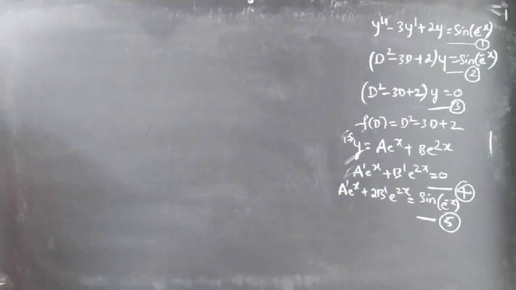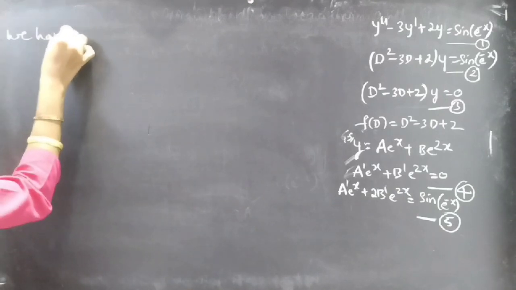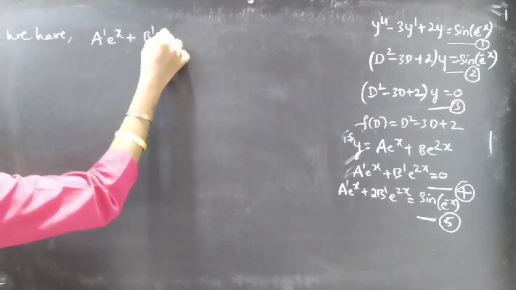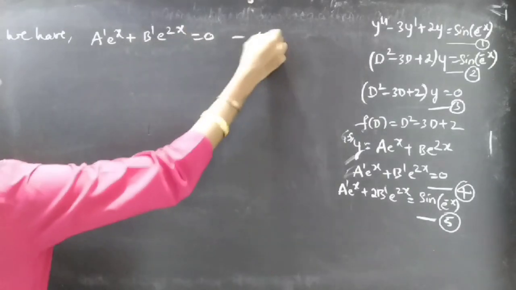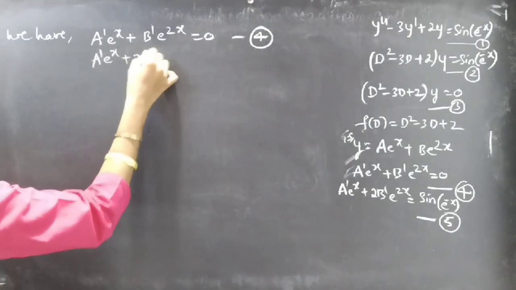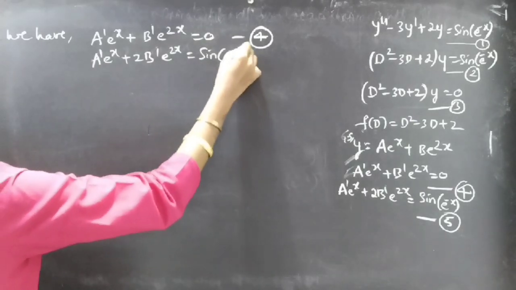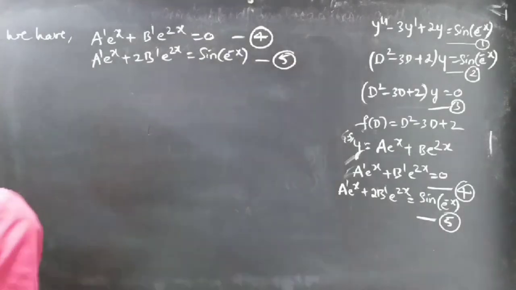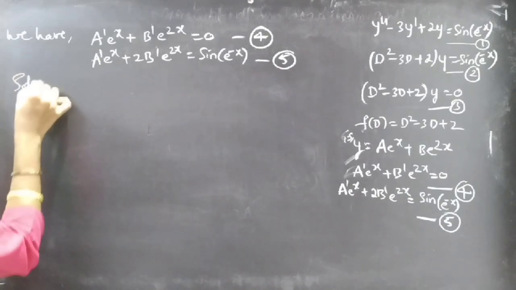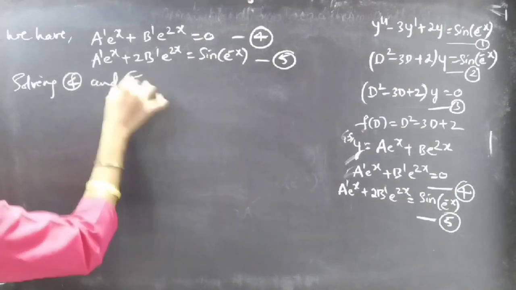So let's solve 4 and 5. We have equation 4: a dash e power x plus b dash e power 2x equals 0. Equation 5: a dash e power x plus 2b dash e power 2x equals sine of e power minus x, which is equation number 5. Now we'll solve equations 4 and 5.